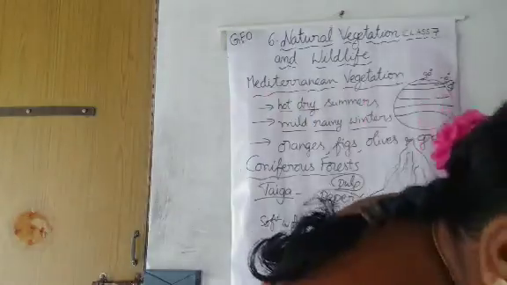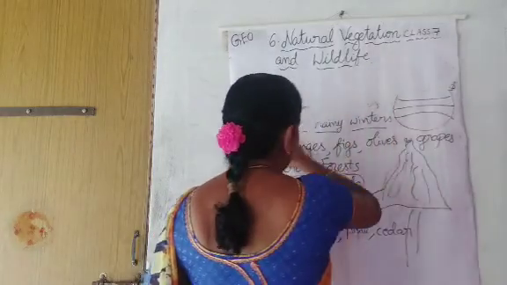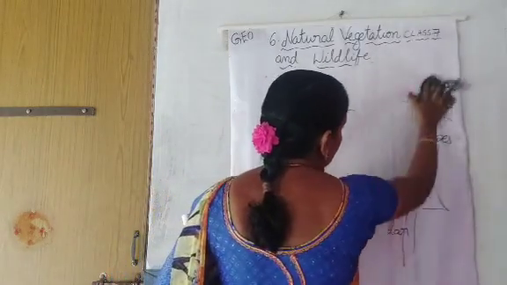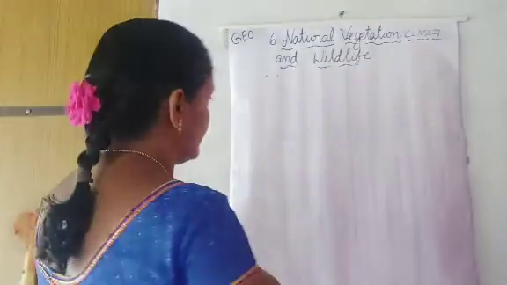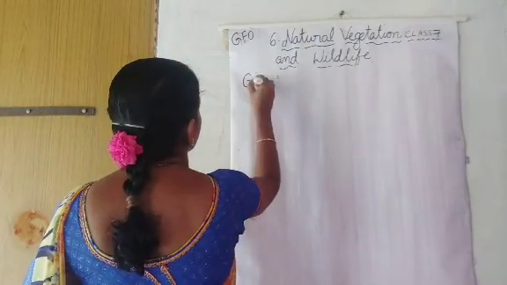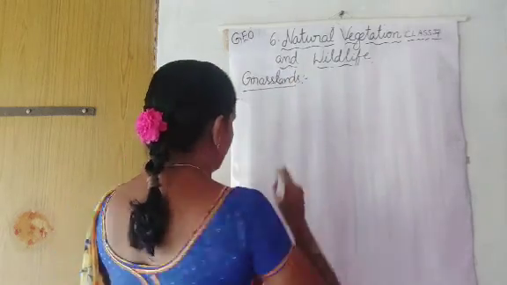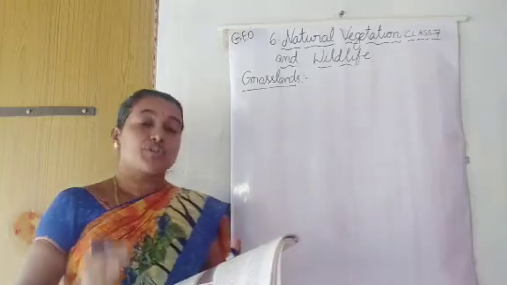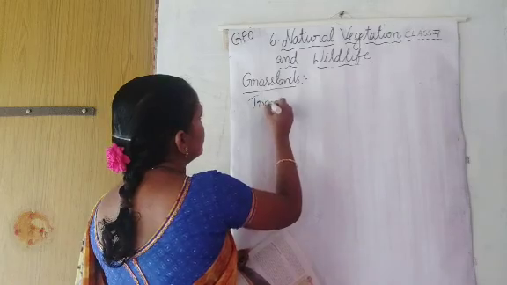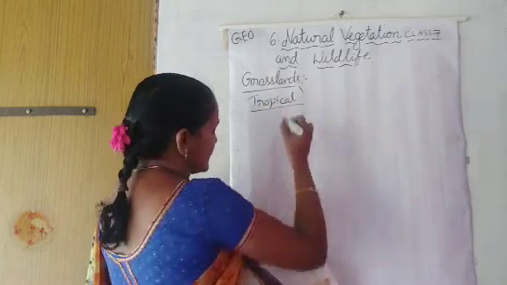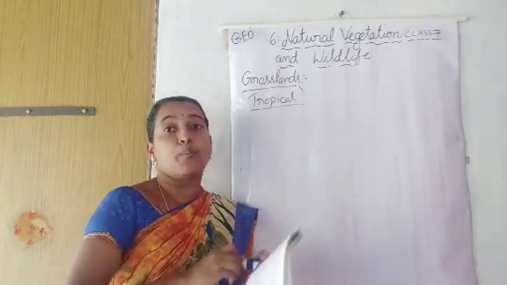So the second category in the natural vegetation, what was the second category? That is grasslands. Let's know about grasslands. Okay, let's see. Tropical grasslands. The first one is tropical grasslands. These occur on either side of the equator and extend till the tropics.